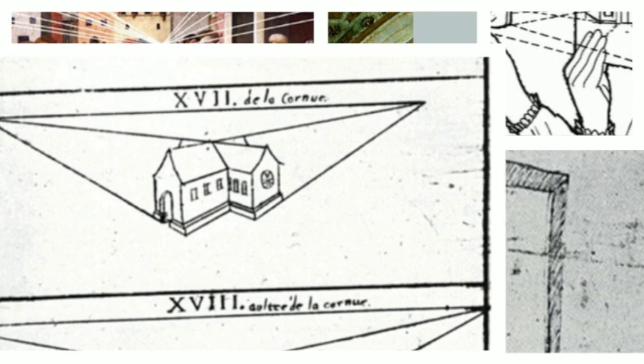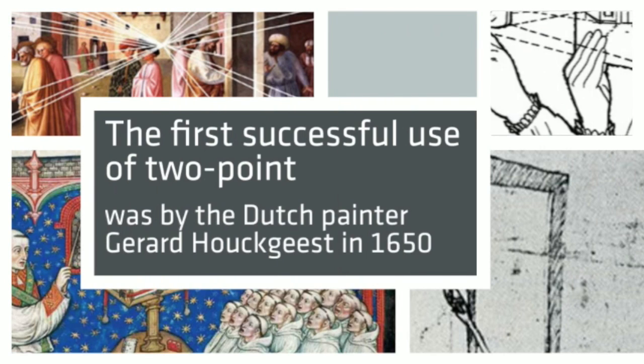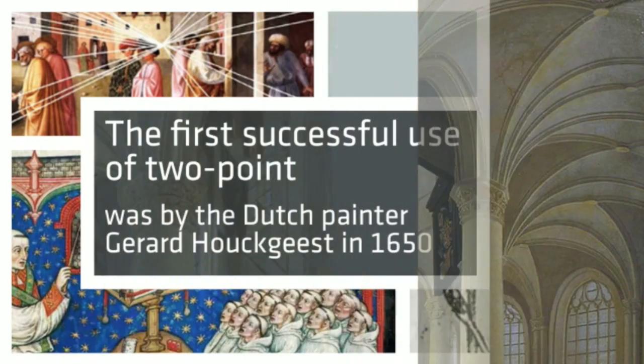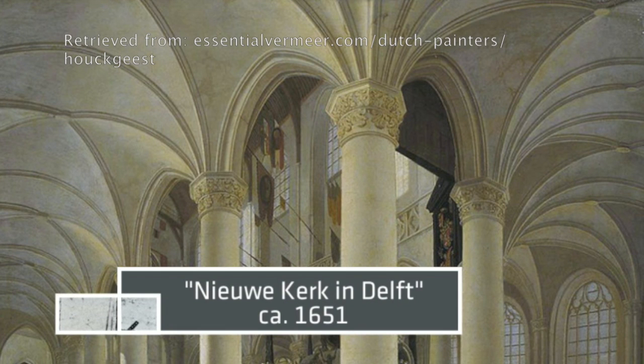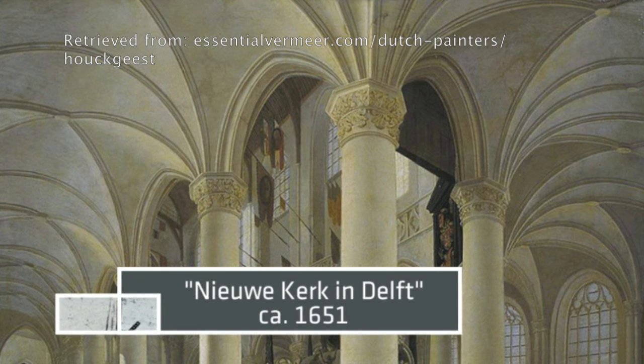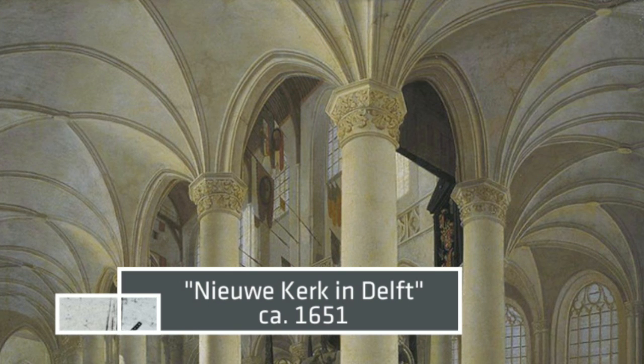But it wasn't until the mid-1650s that Dutch painter Gerard Houckgeest successfully used the technique to paint a series of church interiors. Linear perspective continues to confound art students today, but simple adherence to vanishing points along the horizon line have allowed the novice artist to achieve realism better than many of the masters that came before him.